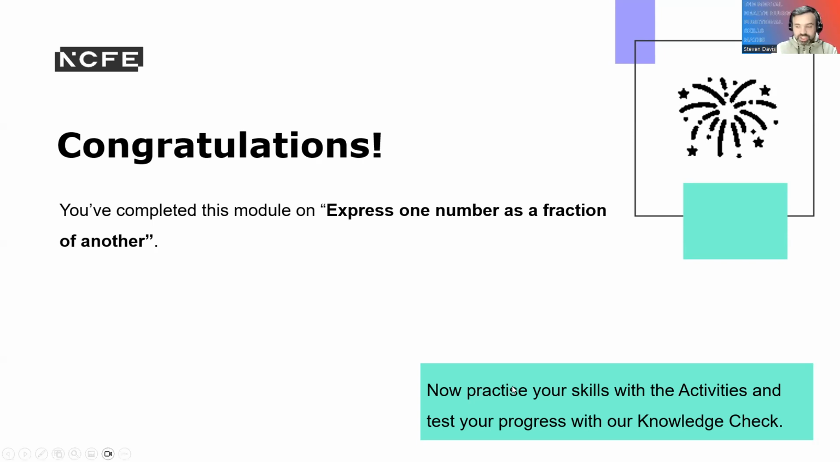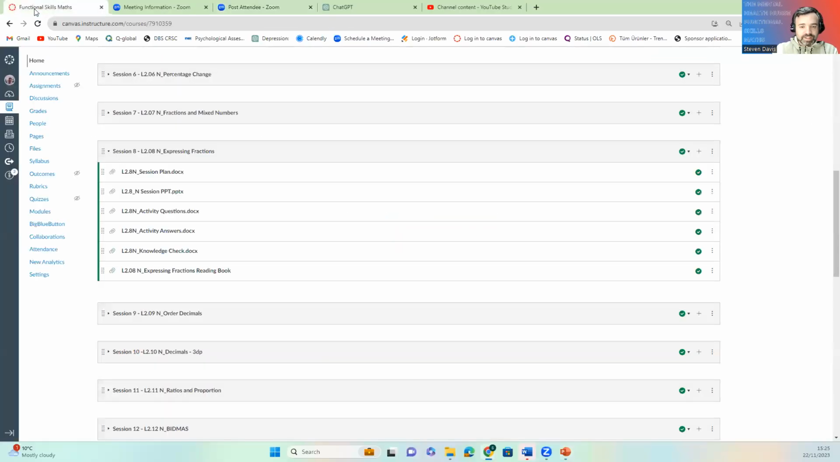Now go to your practice sheets, give it a go, and do your knowledge check to make sure that you have understood the content. So don't forget, that is here. There's your session plan. There's the PowerPoint that we've just done. There's your activity sheets. There's your knowledge check. And there's a book there to help you.